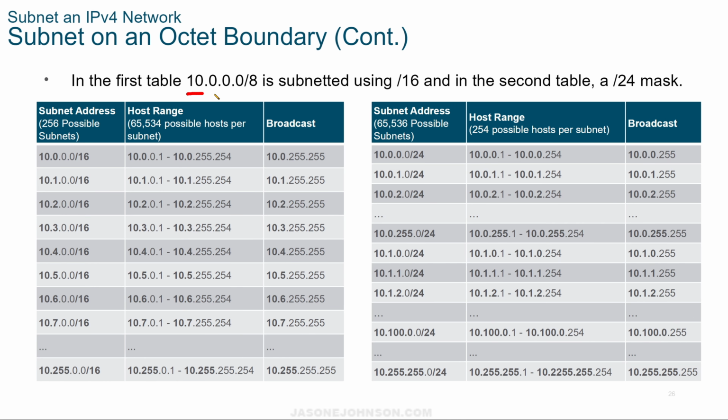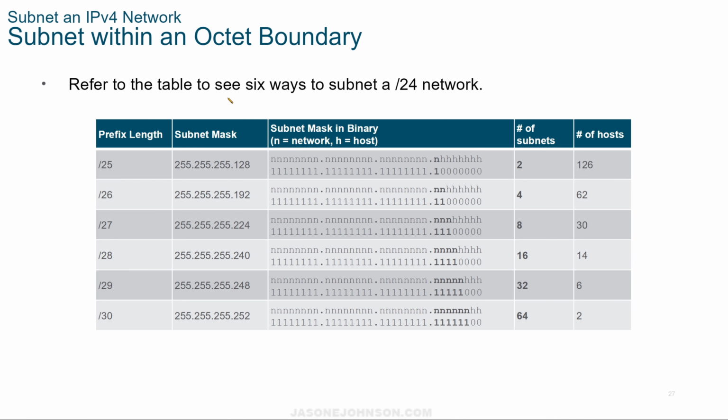In the first table, we have 10.0.0.0/8. It's subnetted using a /16. And in the second table, we use a /24. I'm going to pause the video here for a second so you can look at each one of these tables. On this table, we see 6 ways to subnet a /24 network.